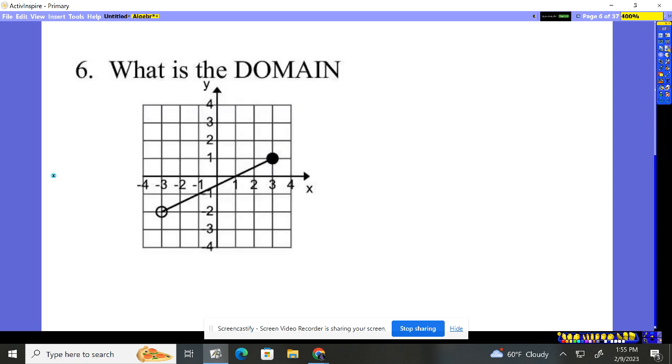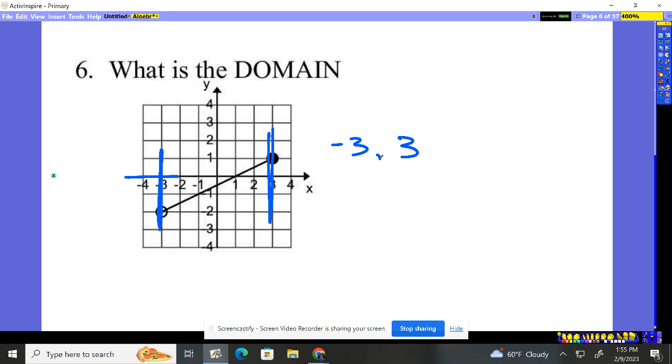What is the domain? The domain are the x values. Which x's have values? Well, here's your x. We're going left to right. It seems to have something from negative 3 until I get to 3. So negative 3 to 3. We're going to put this in interval notation here. So it starts at negative 3, ends at positive 3, right?